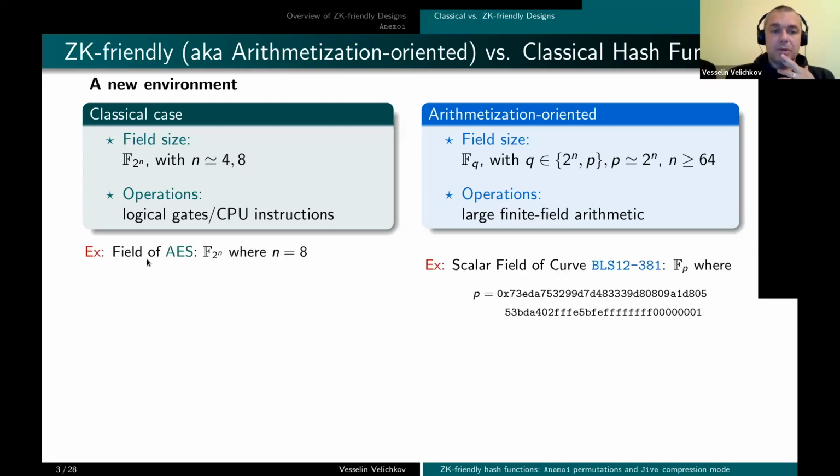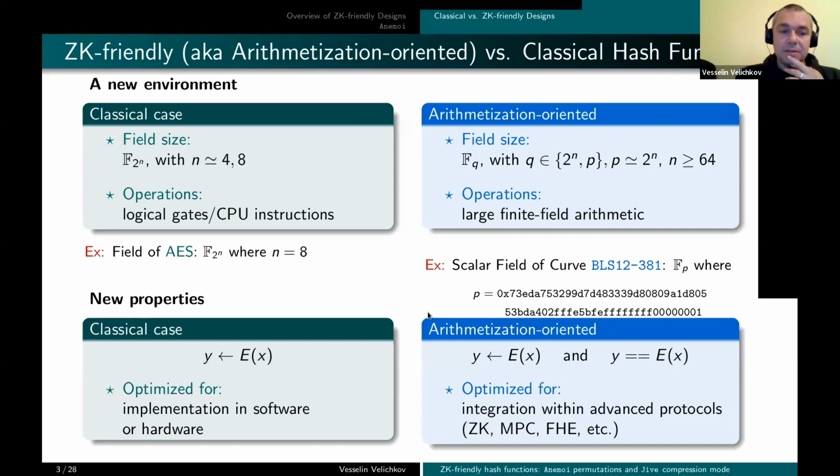Just as an example, in the classical world, a good example is the Advanced Encryption Standard. It works over F2 to the n, where n is 8. So the smallest block of data that it's processing are bytes, so 8-bit blocks, and that's the input to the S-boxes. And on the right-hand side, a typical prime field we are working in, for example, for the BLS12-381 curve, the modulus of the scalar field is p, listed here. So this huge number given here in decimal. Already you can see the huge gap between the two worlds.